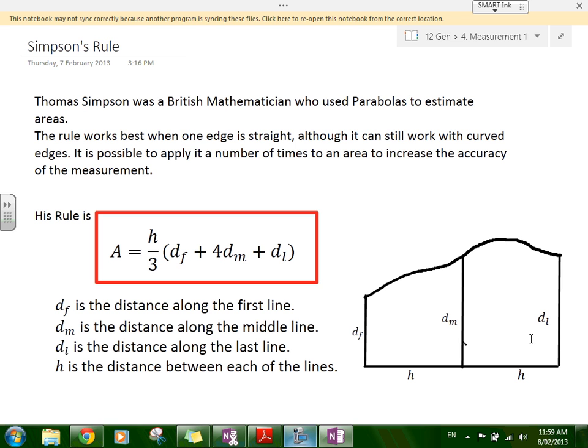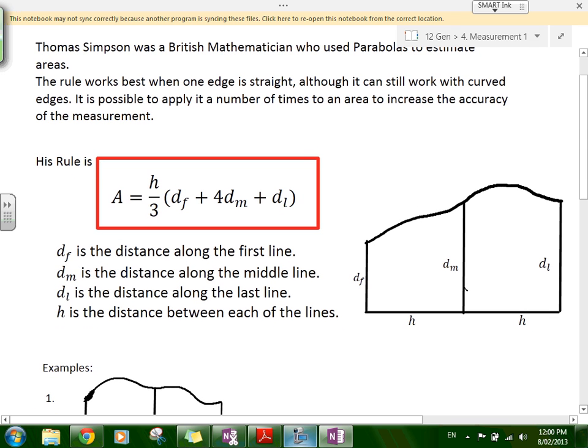The idea is you're breaking up a piece of land or a shape, a figure, into strips. The more strips you break it up into and apply Simpson's rule to each two segments, the more accurate your reading is going to be. The more accurate the measurement is. But we'll talk about that in a second. I'll give you an example of that. So the rule is: the area is equal to h over 3 times d subscript f plus 4 times d subscript m plus d subscript l. Then I'm going to go through the notation.